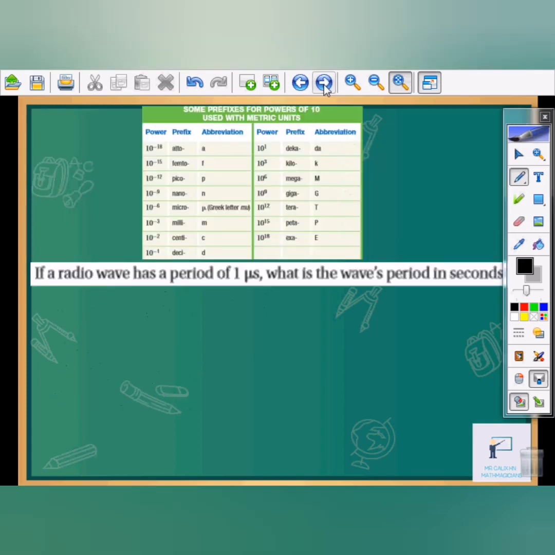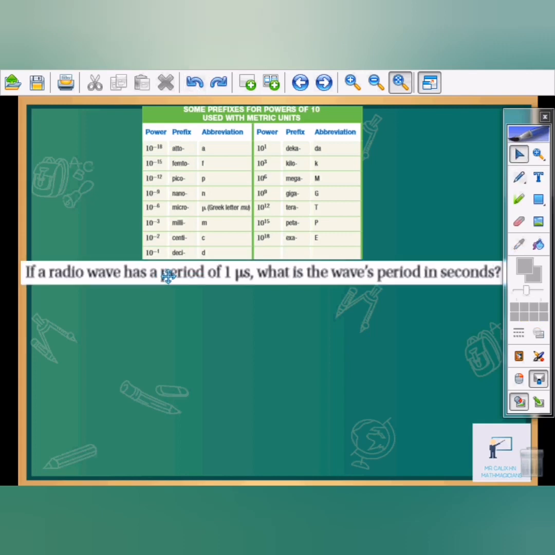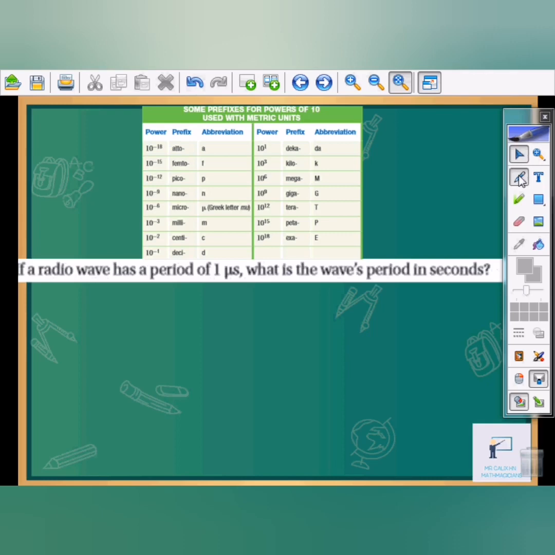The next slide is another exercise, and it says, if a radio wave has a period of 1 μs, μ is a Greek letter, okay? It stands for micro. What is the wave's period in seconds? We have to find the micro, in this case, microseconds. So we have that 1 microsecond, 1 μs, is equal to 1.0 times 10 to the negative 6 seconds.